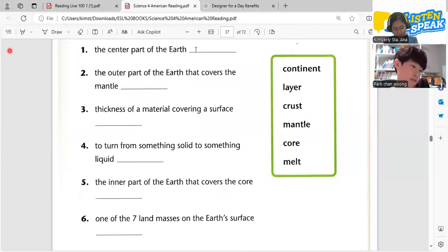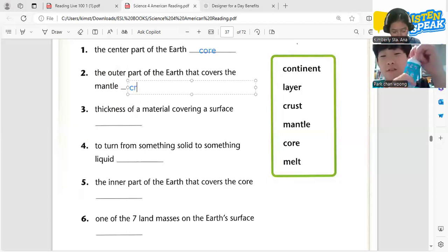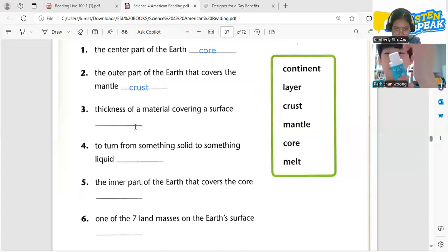That's correct. How about number two? The outer part. The outer part of the earth that covers the mantle layer. No, it's the outer layer. What do you call the outermost layer? No. The outer layer. Crust. It's crust. Very good. Number three.